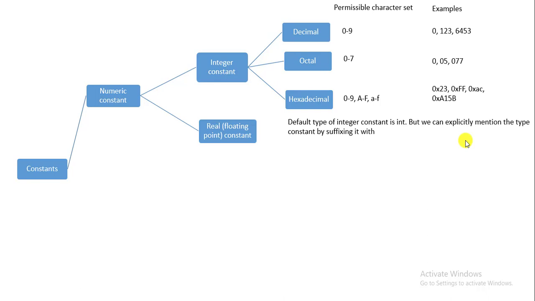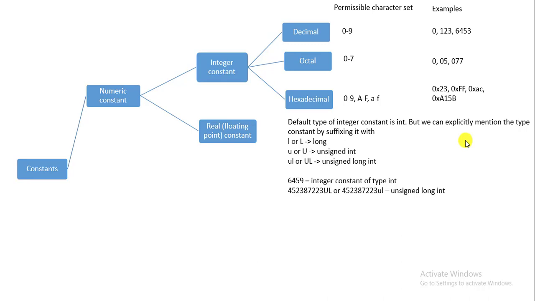The default type of an integer constant is int, but we can explicitly mention the type of the constant by a suffix like small l or capital L to represent long type, small u or capital U to represent unsigned int, ul to represent unsigned long int data type. For example, if you take 6459, as there is no suffix, it is an integer constant of default type, nothing but int. And here we have a suffix ul. That means it is an integer constant of unsigned long int. And here the suffix is u. It is an integer constant of unsigned int.